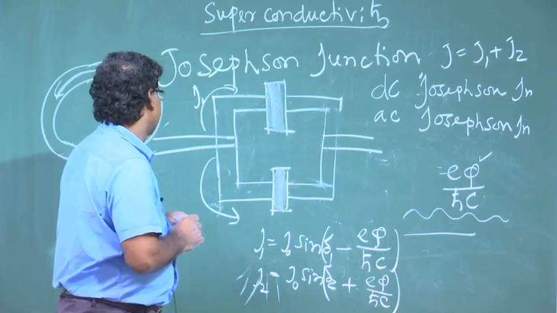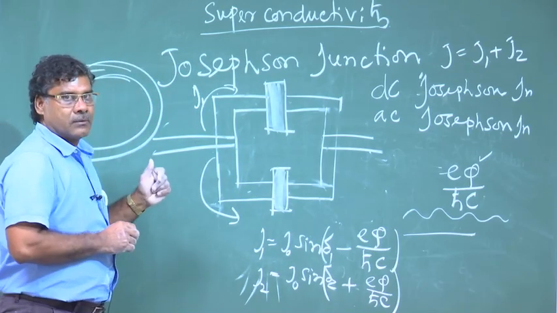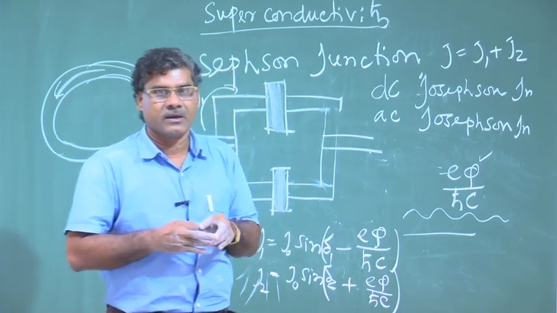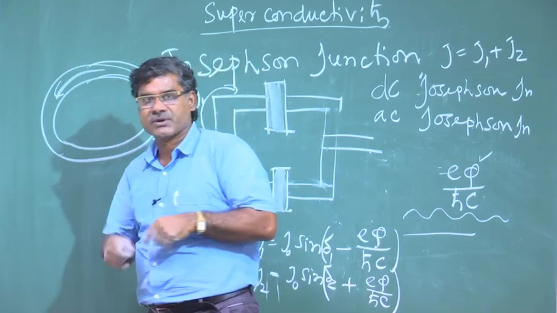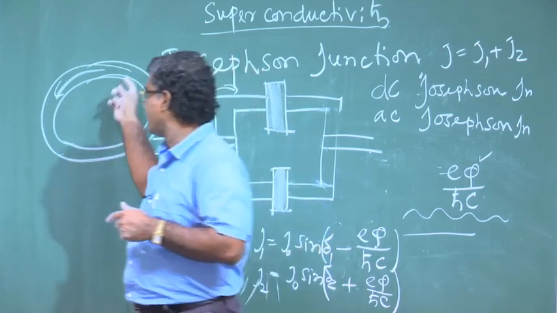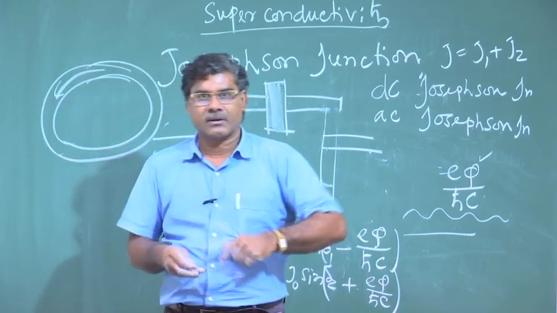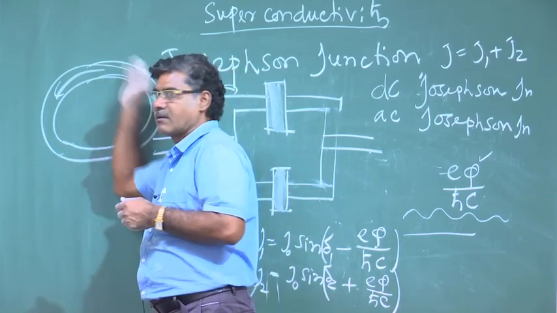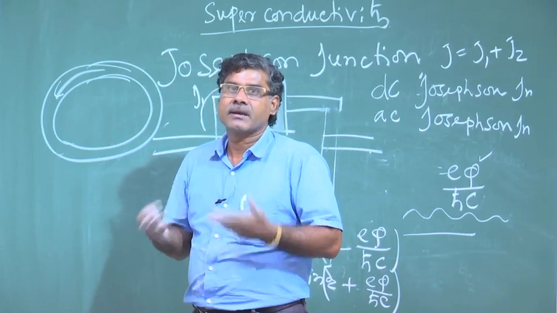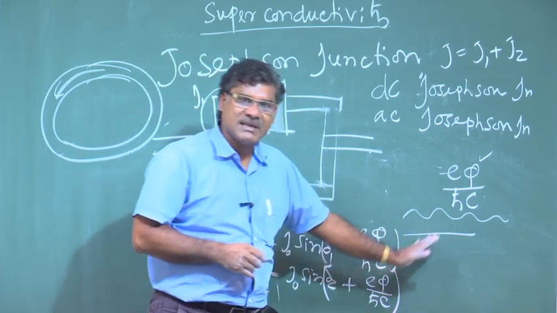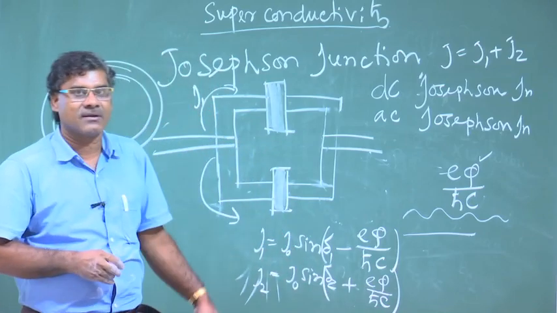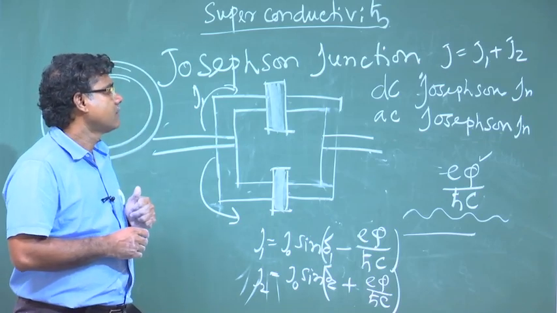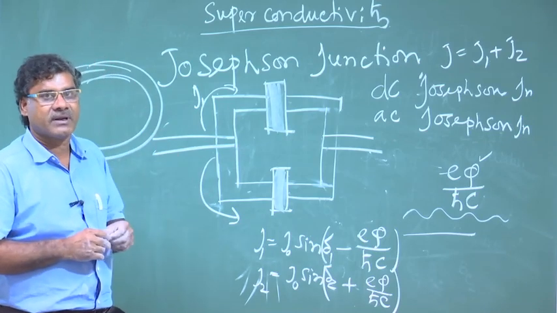But here, because there is not much loss of current, you can set up a huge current in this loop without voltage, or with small voltage, and then you can get a huge magnetic field. That has to be less than Bc2, otherwise it will destroy the superconductor. So, this is the way we produce magnetic field using a superconductor.